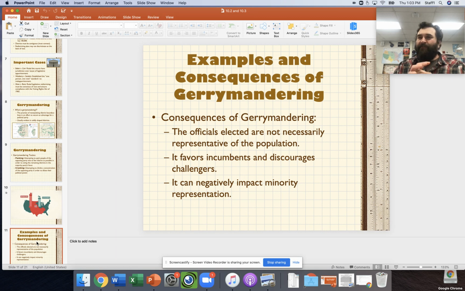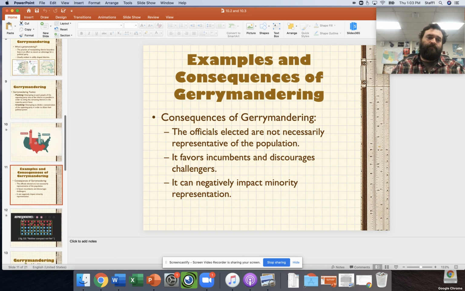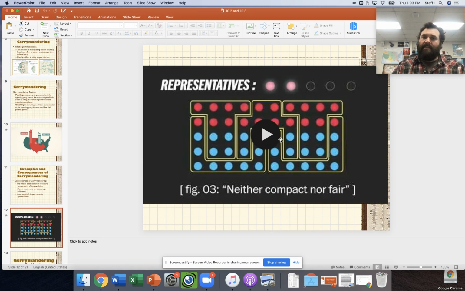Okay, it favors people who are already in office, and it has been shown time and time again that it negatively impacts minority communities. Now, a lot of times the redistricting directly targets those minority communities. Let's take a look at this to understand how these techniques work a little bit better.